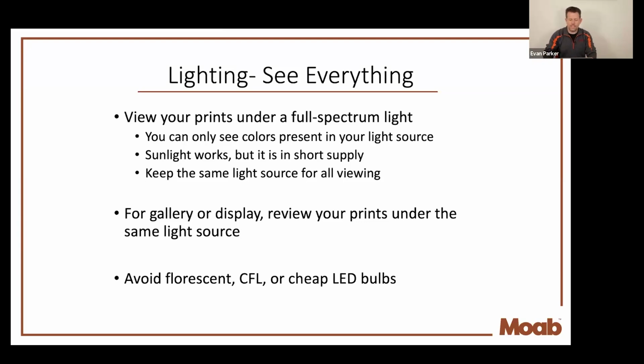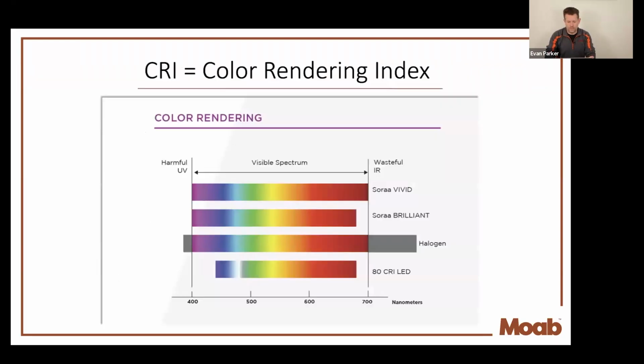If you don't want to take that step, make sure if you're using just a regular halogen light bulb, that's full spectrum, but it's going to be a little warmer because it's a yellower light. Otherwise, a good LED bulb with a CRI, or a color rendering index, of 90 to 95 is going to be almost full spectrum. Try to avoid compact fluorescent bulbs or cheap LED bulbs, because again, you're not going to get an accurate look at what's actually in your print.